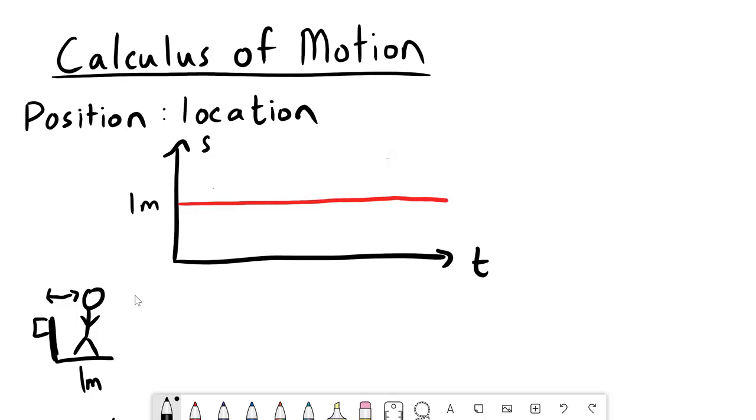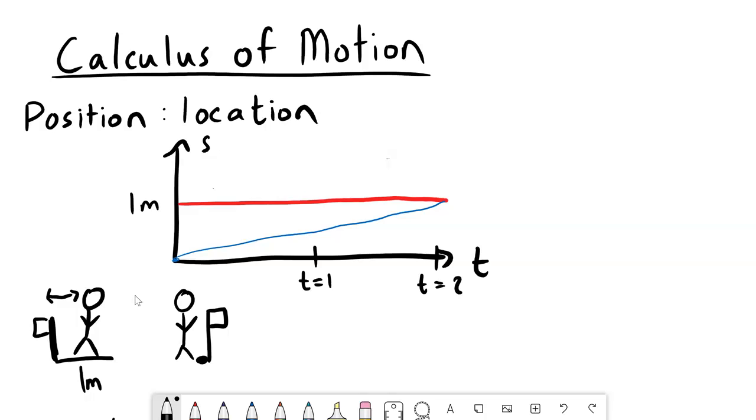What happens, I'm going to do it in blue, if I start here and I slowly get here, like this. So it's a straight line, just imagine that. Let's say this is my reference point, so I'm going to put a flag. I start here, at the reference point. Let's say this is time t equals 1 and this is t equals 2. How does my position change as time passes?